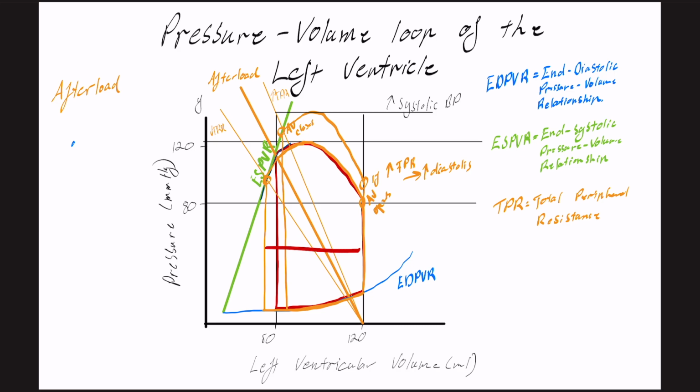Now, if all other parameters are kept the same, we can see here that at a low total peripheral resistance or a low afterload, our stroke volume is higher, which makes sense because there's less force that the ventricle has to contract against. And then at a higher afterload, our stroke volume is less.